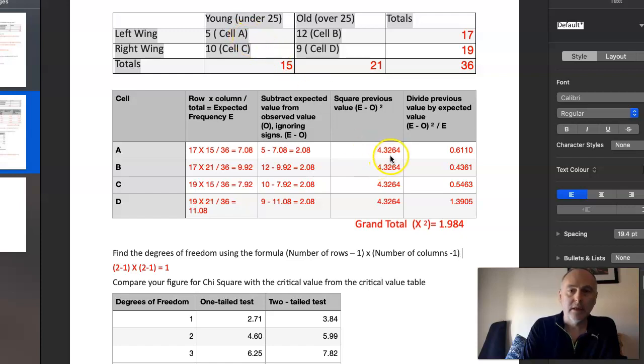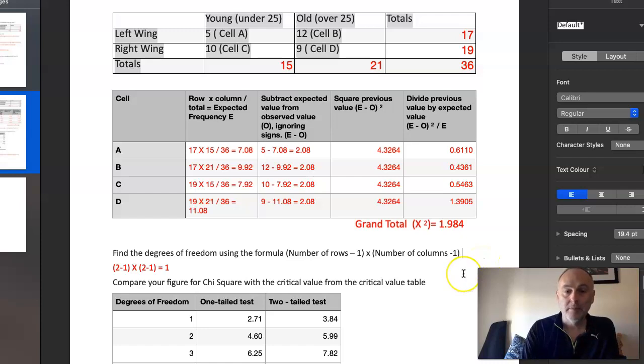So that's going to be 4.3264 divided by 7.08 for that one. That'll give you 0.611. Hopefully that makes sense for you. Right, we add them all up. That gives you your grand total, and chi-squared equals 1.984. So we have what's known as an overall observed value of chi-squared, which is 1.984.